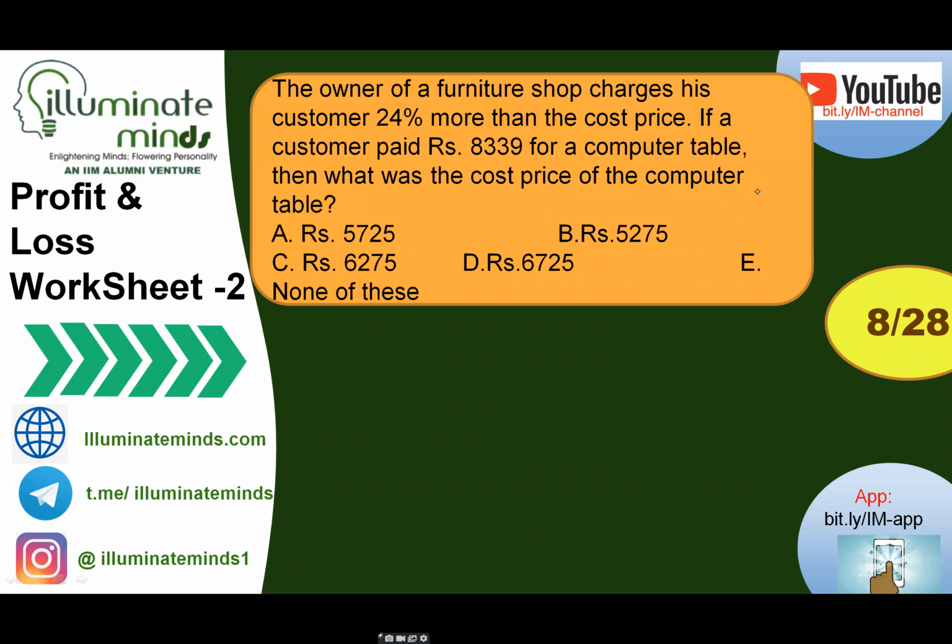So let's move to question number 8. The owner of a furniture shop charges his customer 24% more than the cost price. Okay, no problem. That means SP is equal to CP into 1.24.